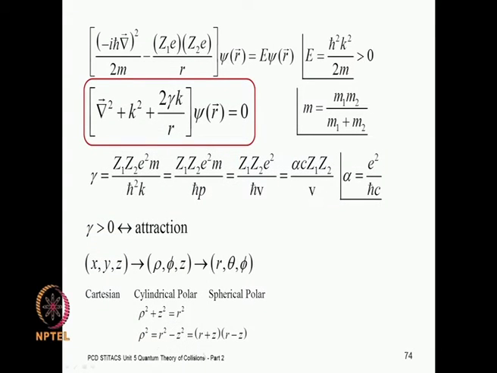And if you just look at these relations, so rho is the distance in the cylindrical polar coordinates, r is the distance in the spherical polar.